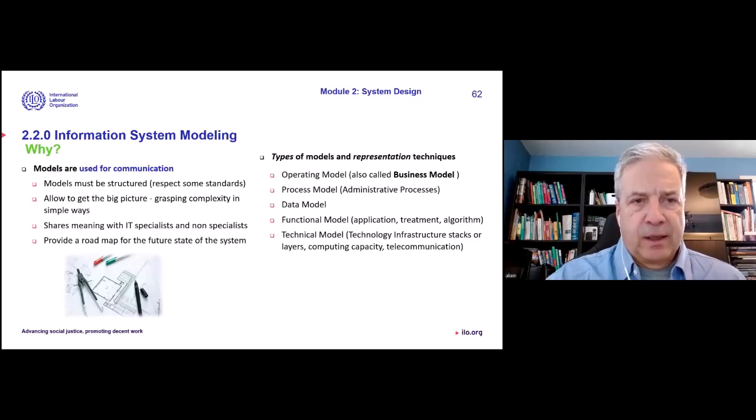Why are we doing information system modeling? Models are essential for communications. As we have explained, systems are abstractions. It's very difficult to have everybody on the same page to understand what we're talking about, what we need, etc. So to do that, we're using models.